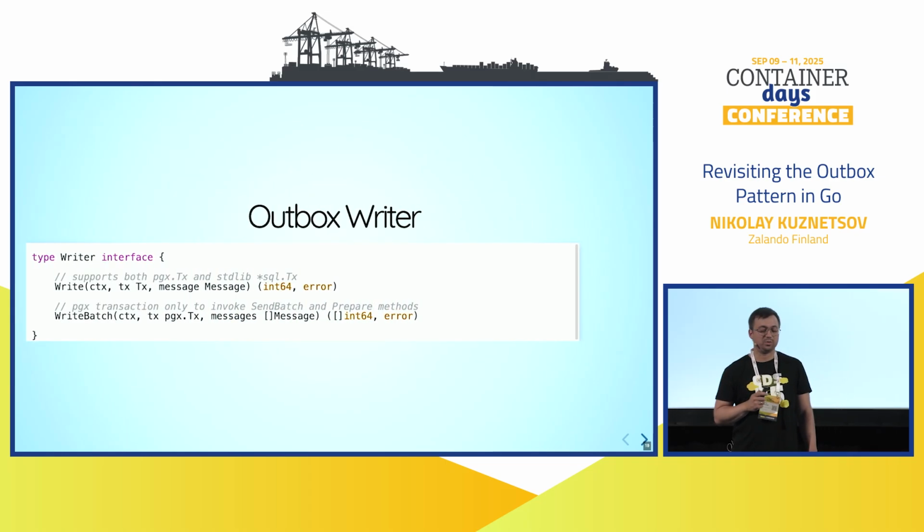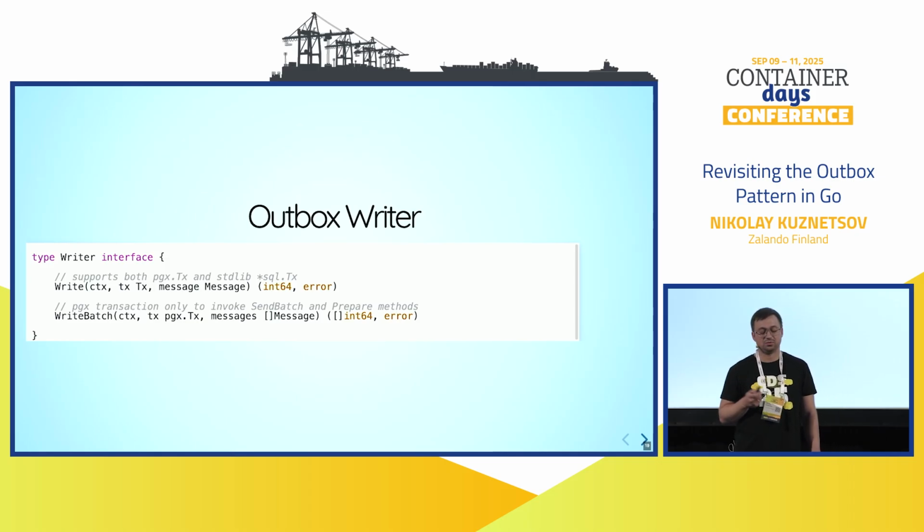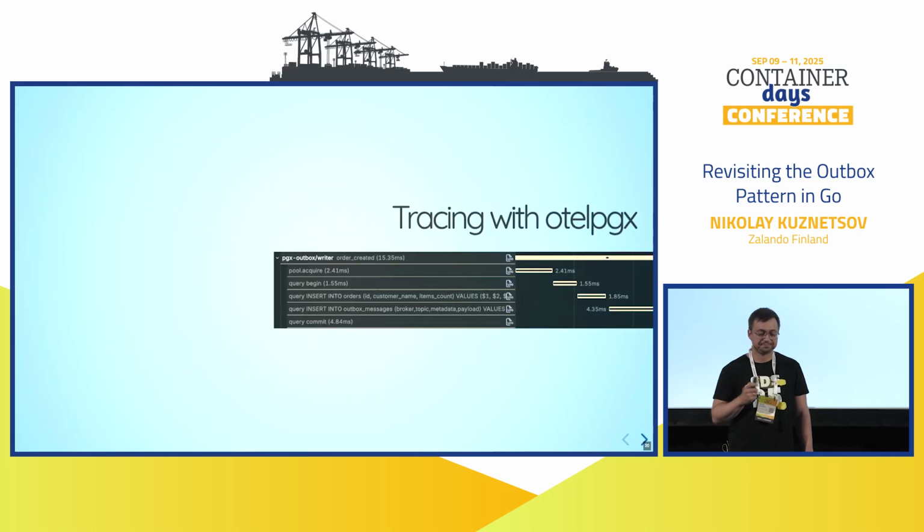This is how the Outbox Writer interface looks. There is a parameter for the transaction, because it's the transactional outbox pattern. It has to join existing transactions, so that is one of the parameters. The first method supports two types of transactions: from the standard library and from the PGX API. The second method allows you to send multiple messages for the same entity if you need, and you can do it efficiently using the send batch and prepare methods.